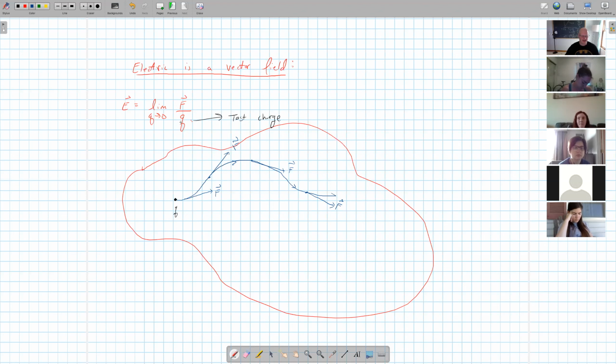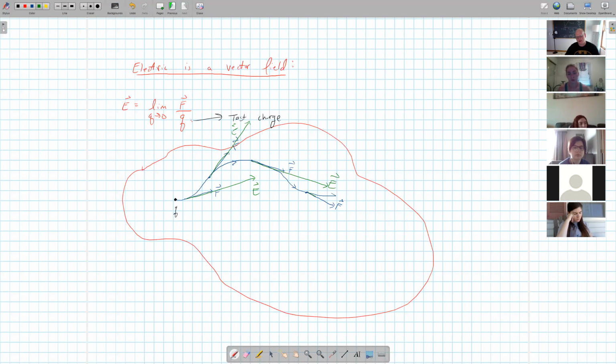So what this is saying then is that the electric field at every single one of these points is equal to the force divided by this charge. So at this point here, my electric field points in exactly the same direction as the force, but it's much bigger than the size of the force because the charge is small. And so at this point, my electric field points this way. At this point, my electric field points this way.